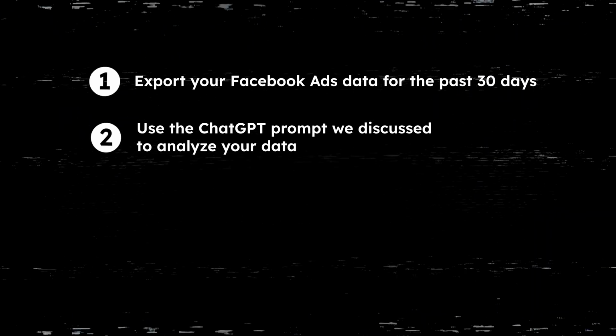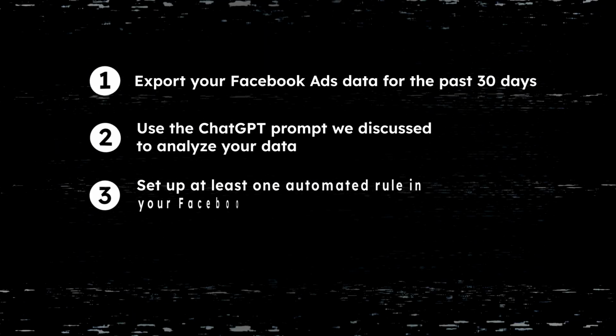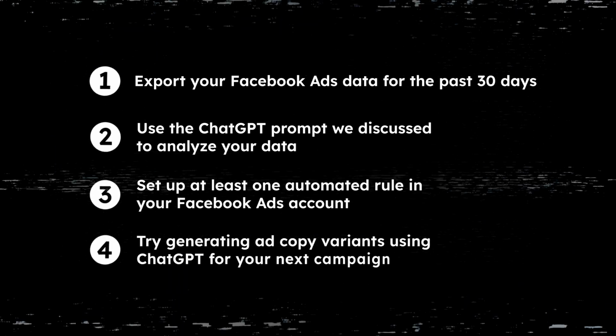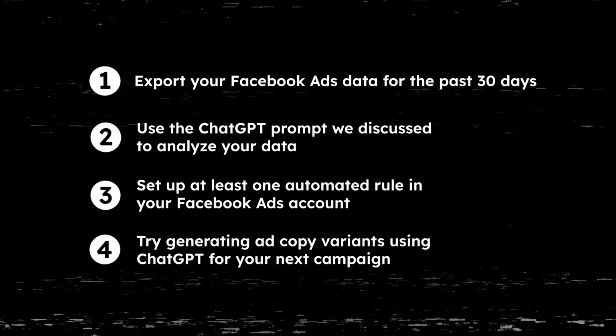Here are some specific action items to get you started. First, export your Facebook ads data from the past 30 days, ideally if you can 90 or 180 days. Number 2, use the ChatGPT prompt we discussed to analyze your data. Number 3, set up at least one automated rule in your Facebook ads account. Number 4, try generating copy variations using ChatGPT for your next campaign.